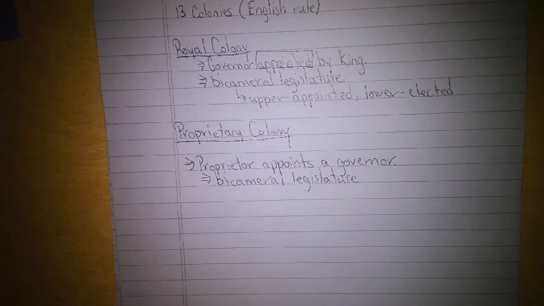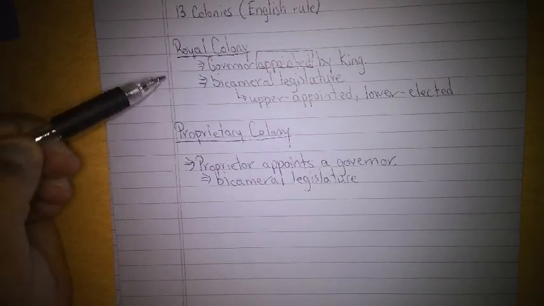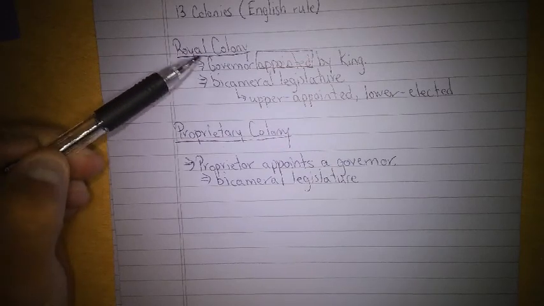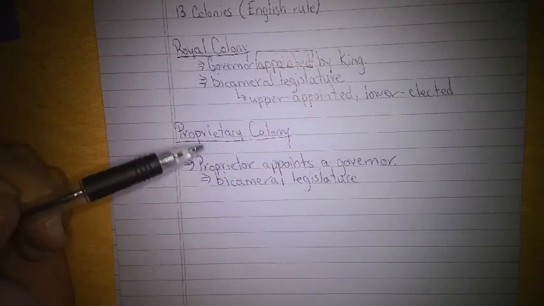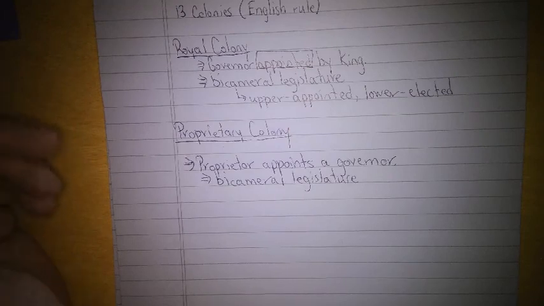The proprietary colony, guys, and a royal colony are exactly the same. The only difference is the governor is appointed by the proprietor instead of the king in a proprietary colony. Y'all with me? We about through it. We about there, okay? Last one is a charter colony.